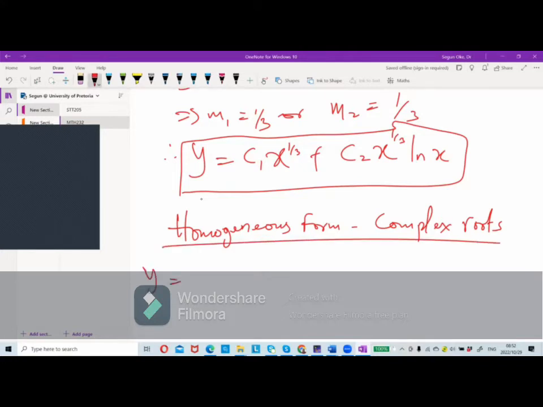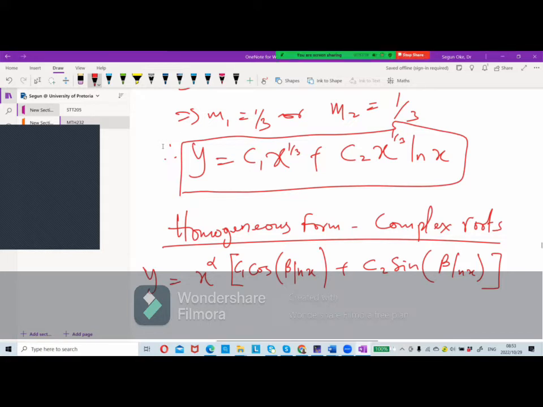So in this case, our y is equal to e raised to power alpha, with C1 in bracket cos beta ln x, plus C2 sine beta ln x.